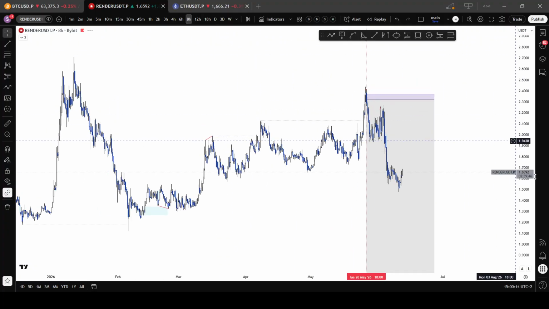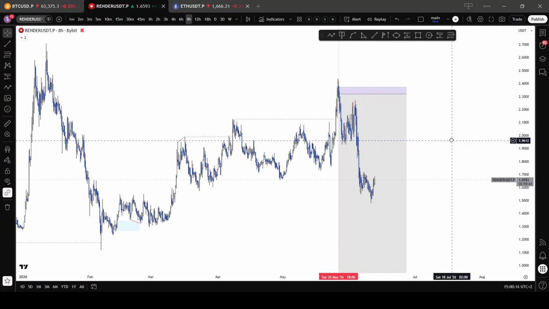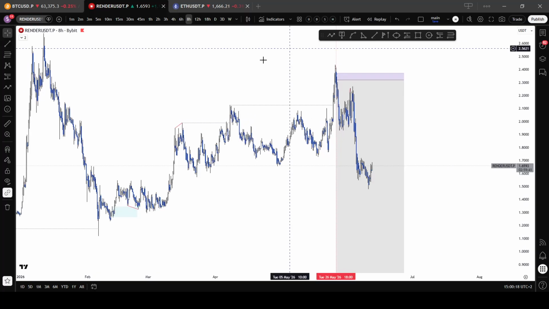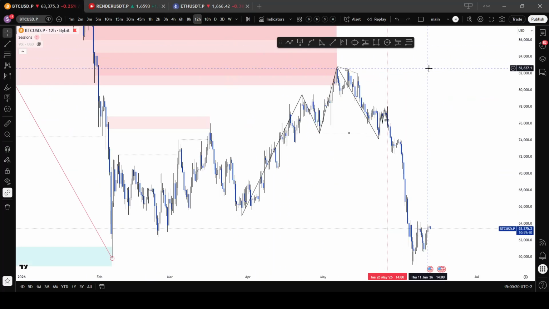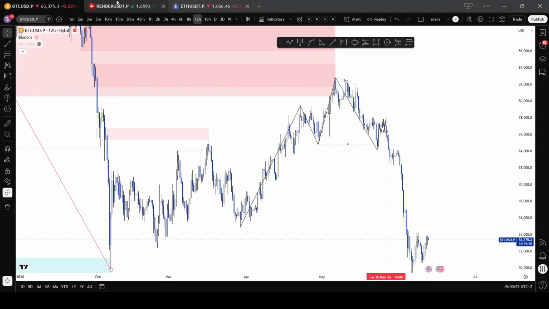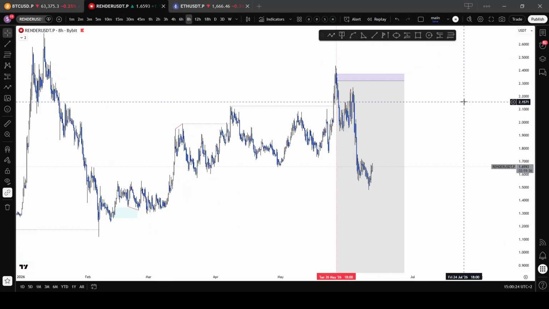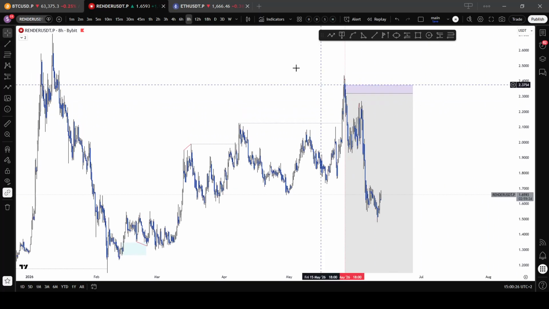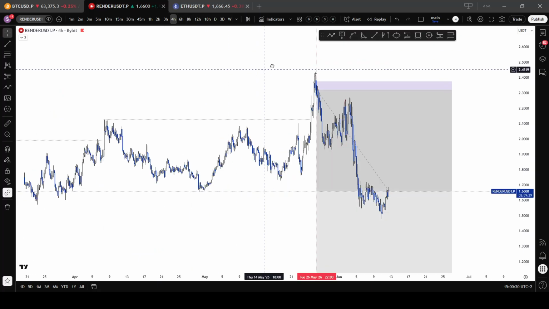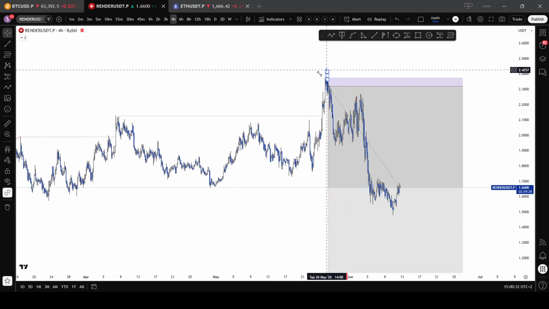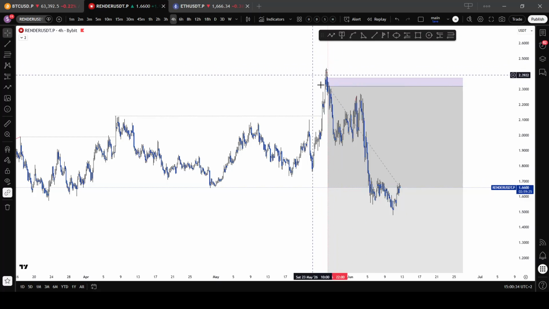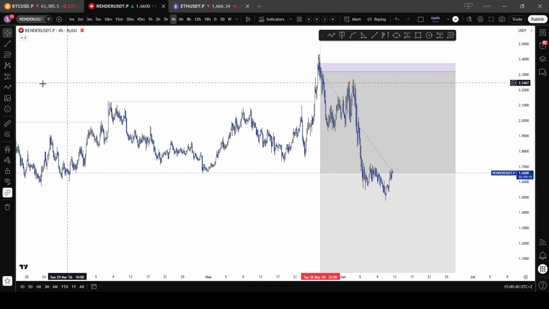So basically how I took this trade was quite simple, but it wasn't just render. Bitcoin played a huge role in taking this trade. But first of all, why did I even take render? I think it was mainly because it was one of the pairs that was still located much higher compared to most of the others.